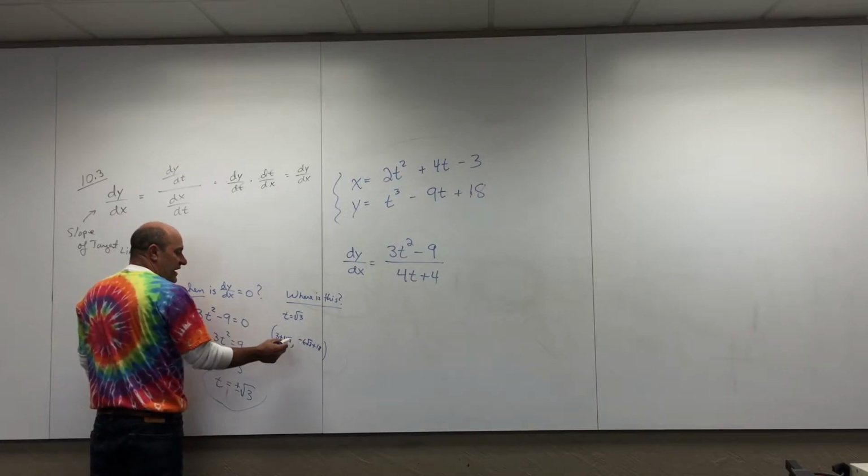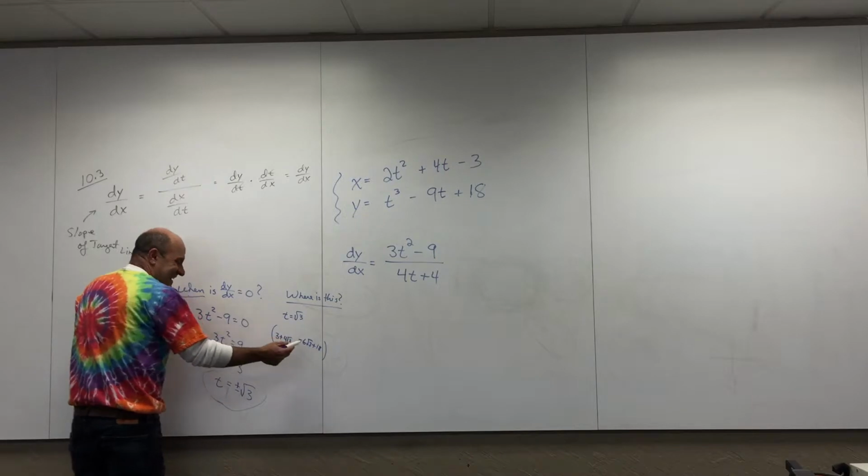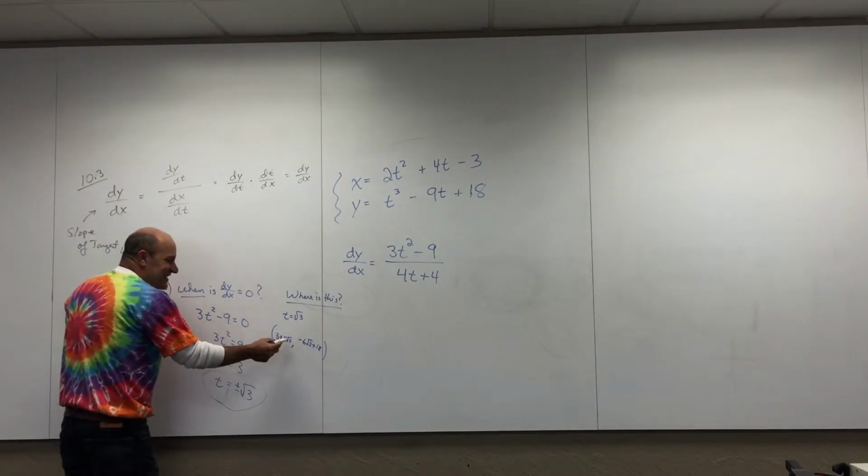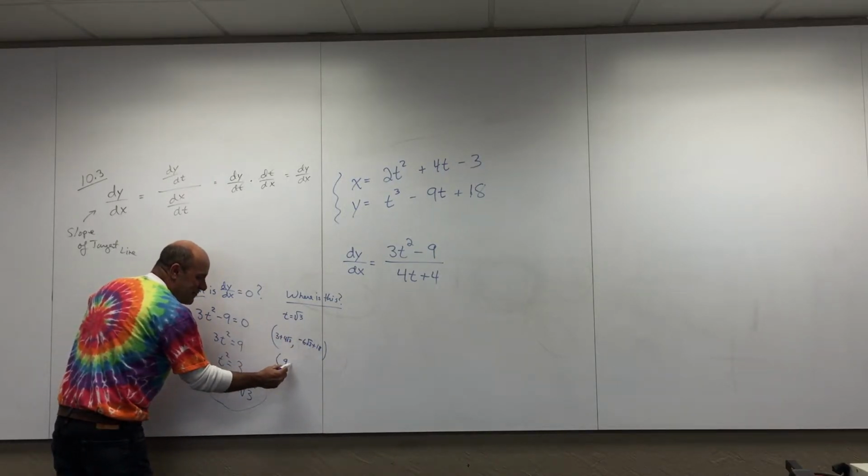It'd be nice if we kind of knew it better. I mean, this is exact. Roughly, that's 9.8, 9.9.